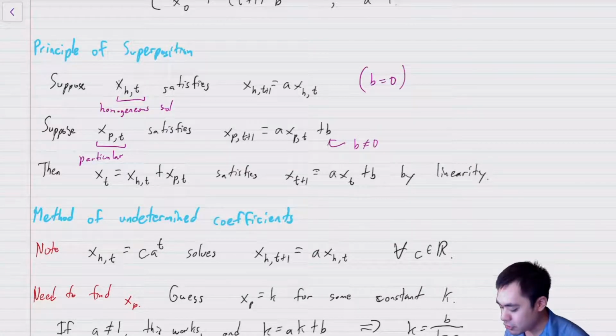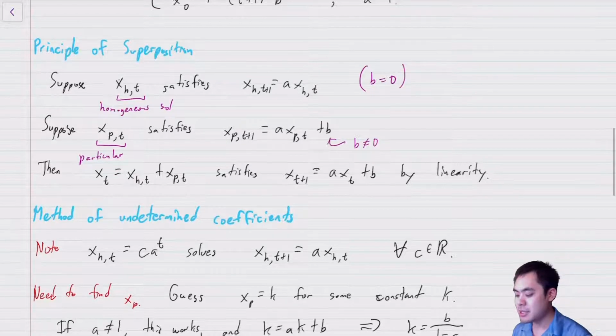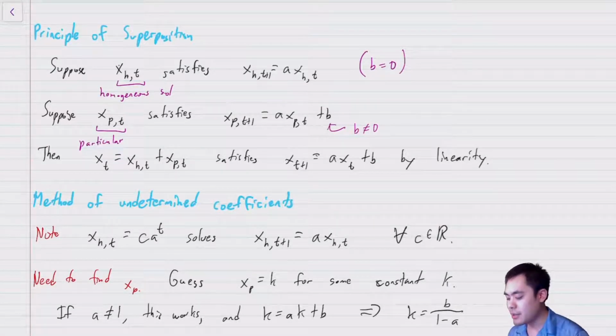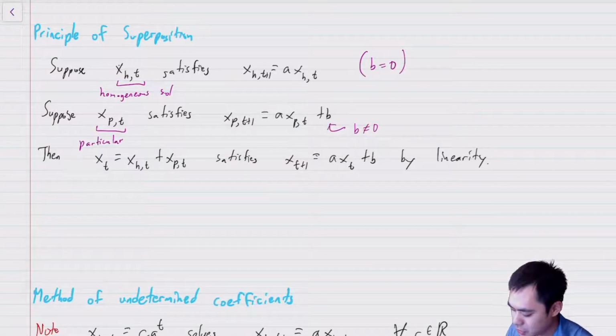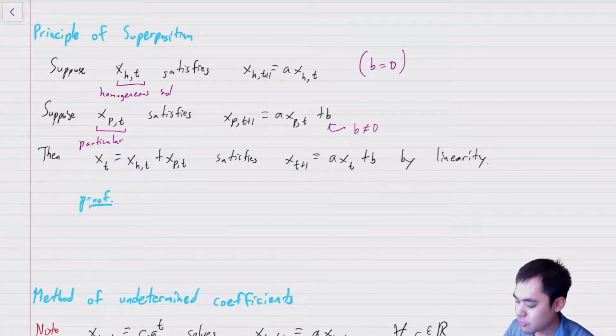And then our claim is that if we add the two together, that satisfies x sub t plus 1. That also satisfies the actual first order linear difference equation. And that's by linearity. The proof here is really simple. So let's go ahead and give a proof.